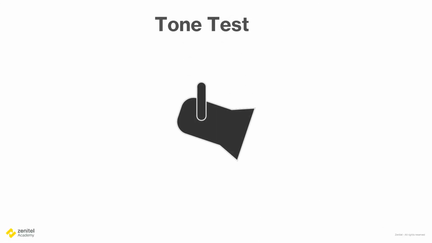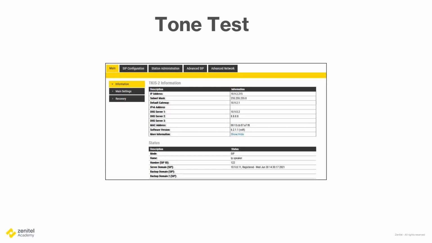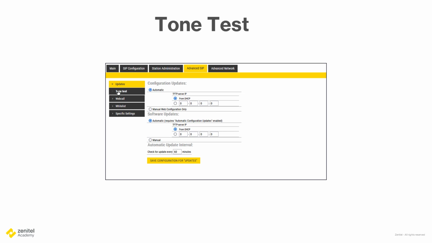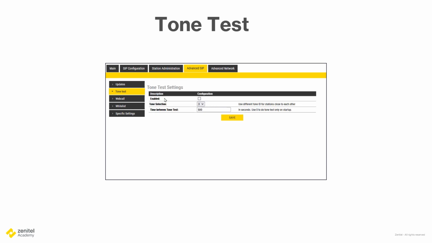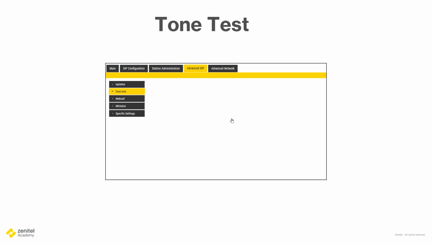When the IP speaker is used in SIP or ICX Alpha COM mode, the operation of the speaker can be automatically verified by a tone test feature. In SIP mode, the tone test is enabled from the web interface of the speaker. Go to Advanced SIP, Tone Test, and enable the test. The test will be executed when the speaker boots up, and then with the intervals specified. The result of the tone test is reported as SNMP traps.